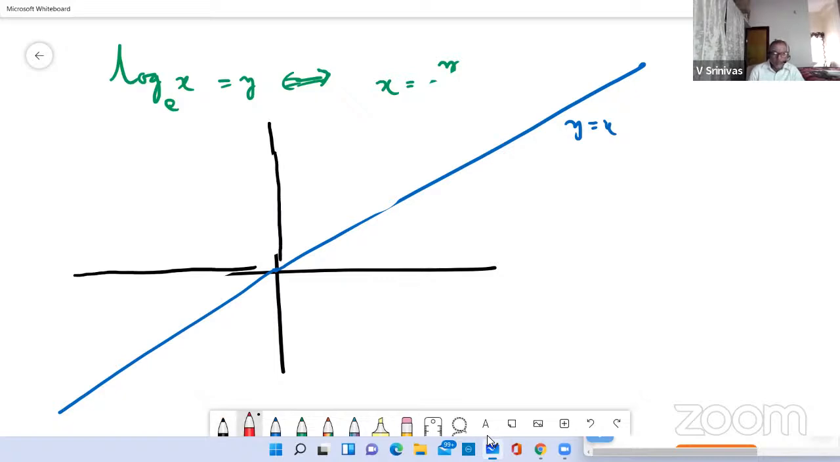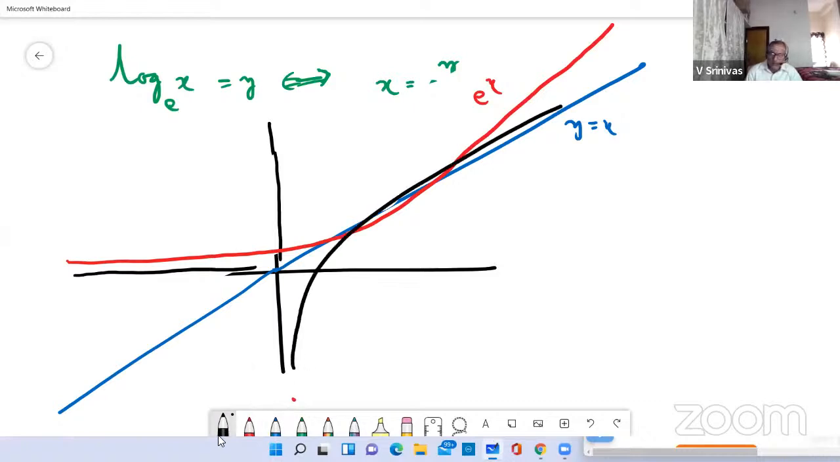The graph may be something like this. I may be wrong. The basic idea is this: this is e^x, and then you reflect it in y equal to x. Then you get the graph of the logarithmic function. It is something like that. You have to take the image of e^x in y equal to x. I'm not able to draw correctly, but that is the basic idea.